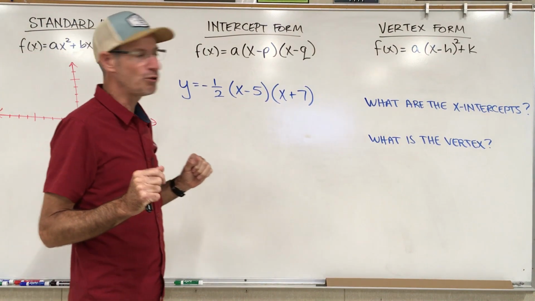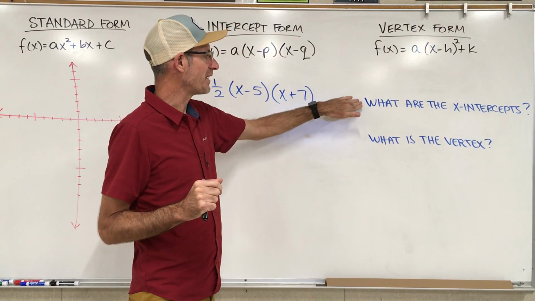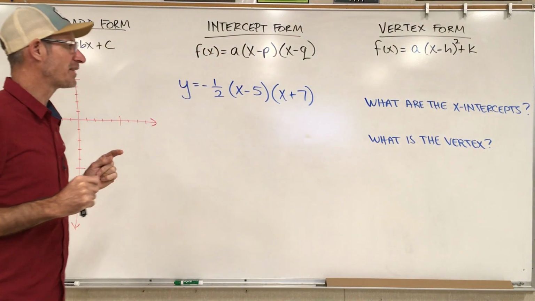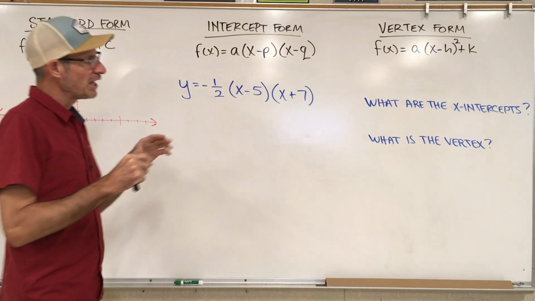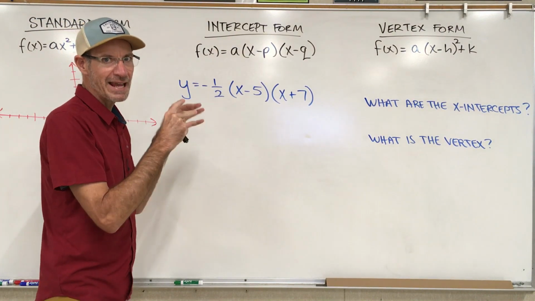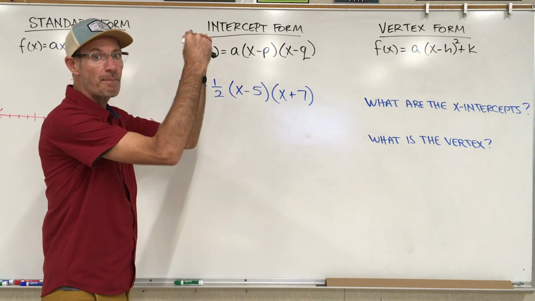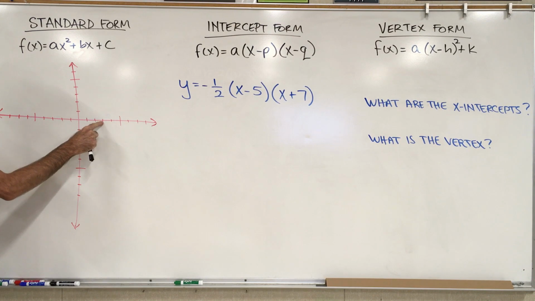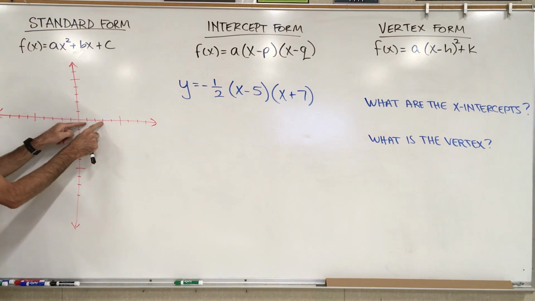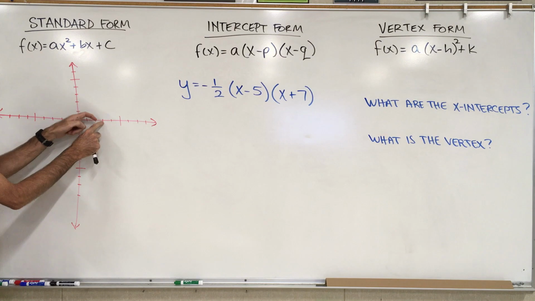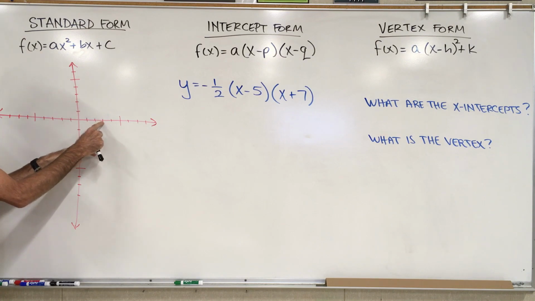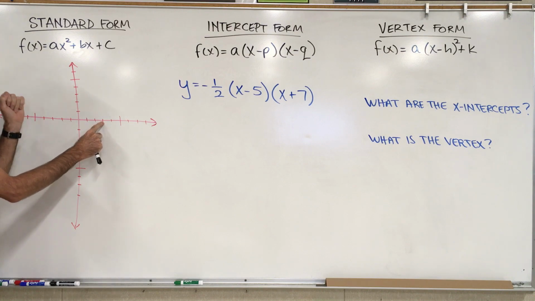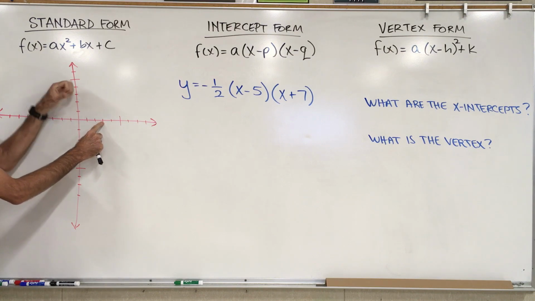And we want to answer these two questions. What are the x-intercepts and what is the vertex? Well, the x-intercepts are the locations where you go left or right, but you don't go up or down on the graph. So if the x-intercept happened to be here, to get there from the origin, we would go 3 to the right, but we wouldn't go up from there or down from there.